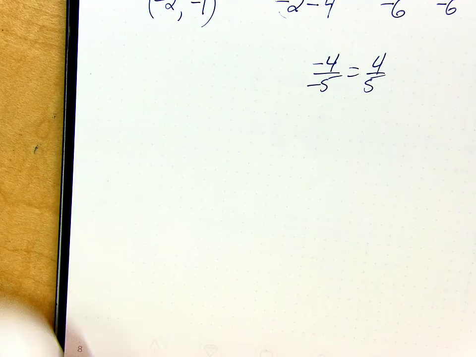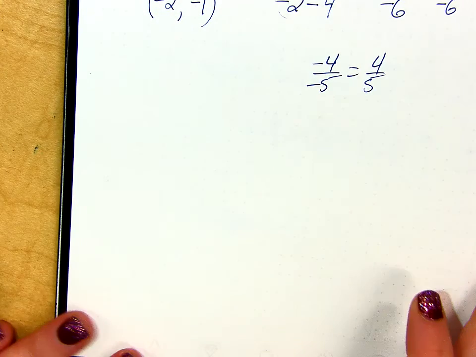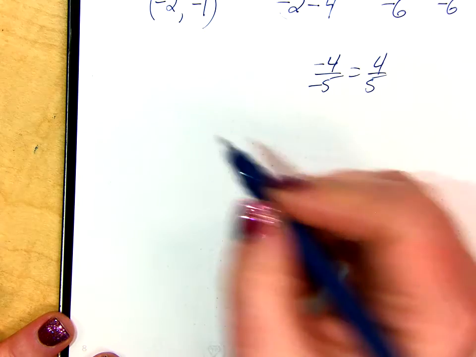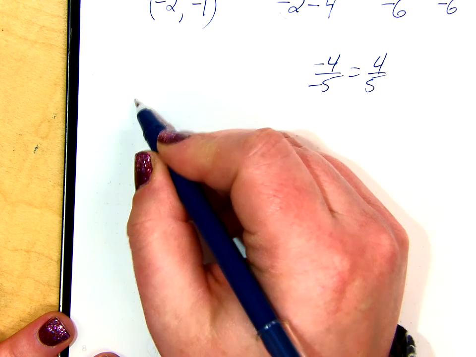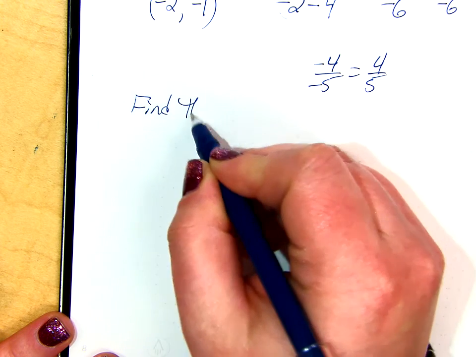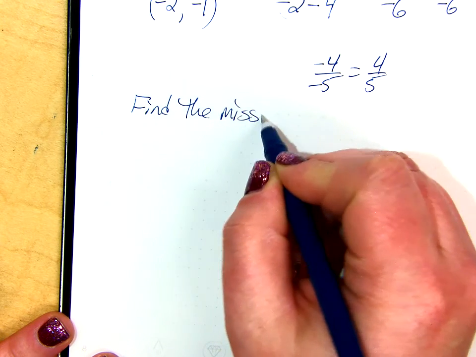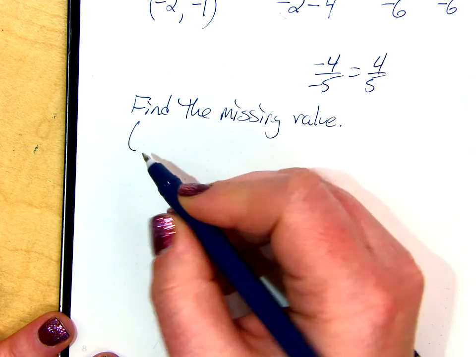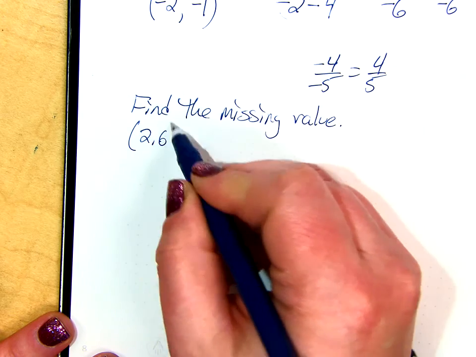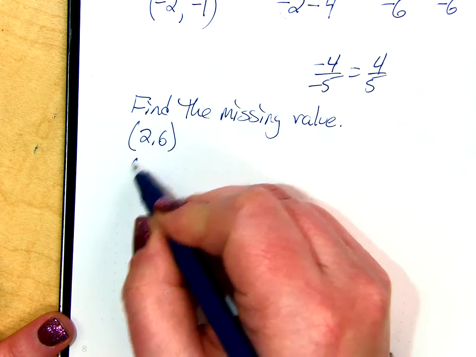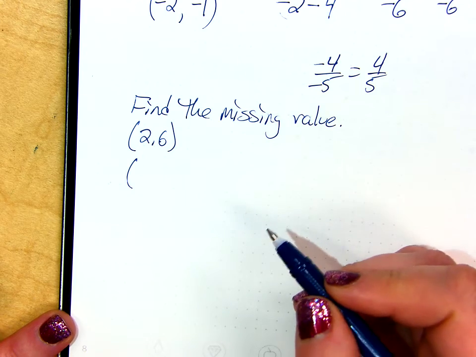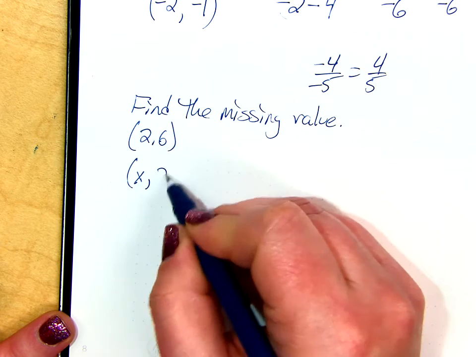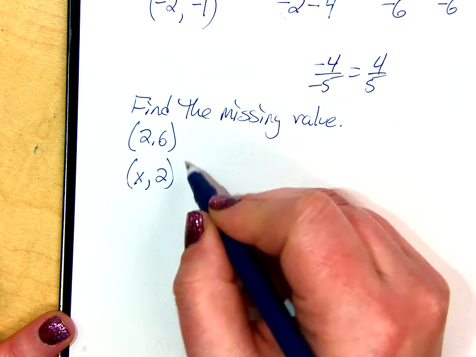The last thing I wanted to talk about with slope was a problem like this. Let's say the directions might read something like this: Find the missing value. So let's say I gave you a point like (2, 6), but then in the second point, one of the numbers was missing. Let's say I didn't tell you what that was, but I told you the y coordinate was 2, and I told you your slope.